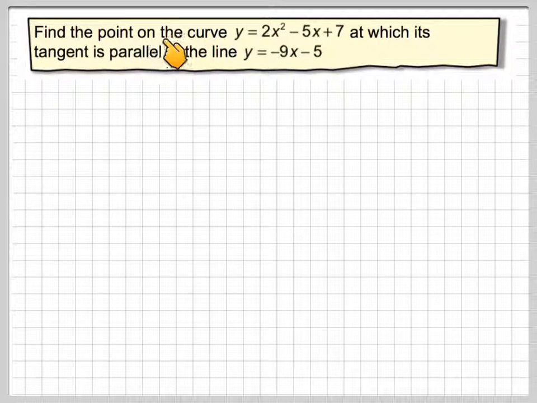Find the point on the curve y is equal to 2x squared minus 5x plus 7 at which its tangent is parallel to the line y is equal to minus 9x minus 5. Before doing the actual question, we'll have a look at this in GeoGebra so we can see what we're trying to do here.